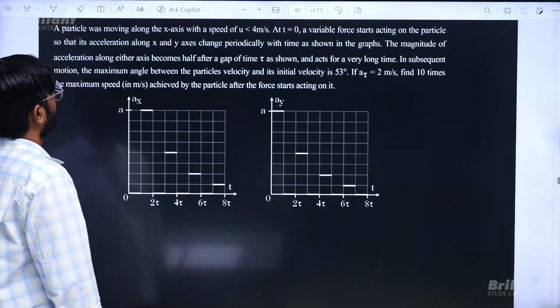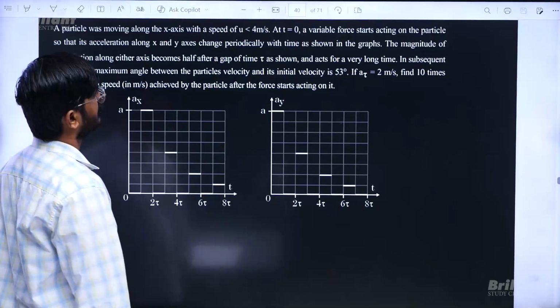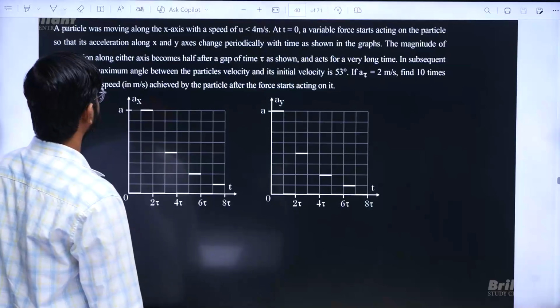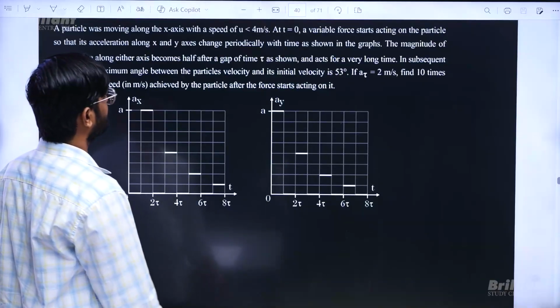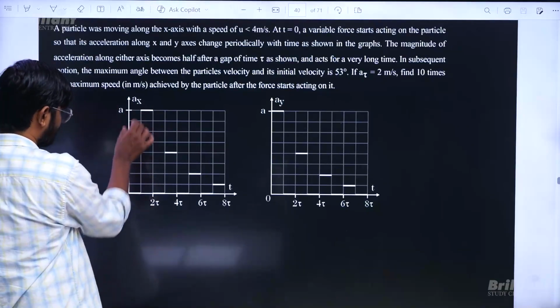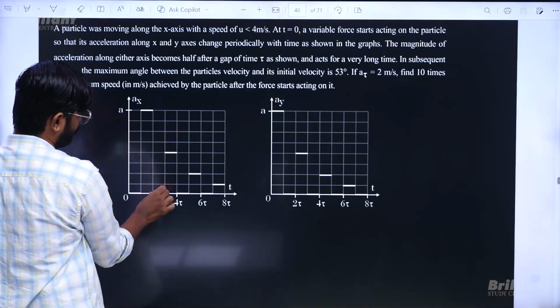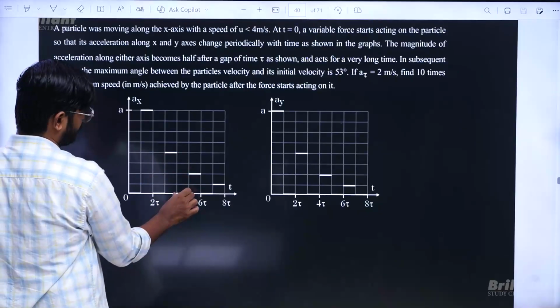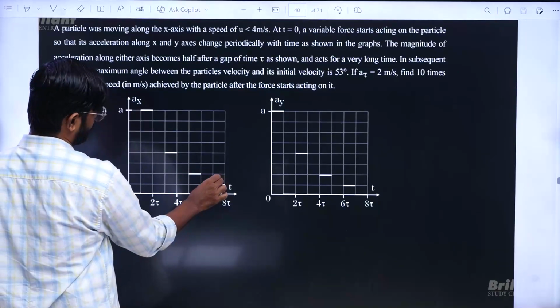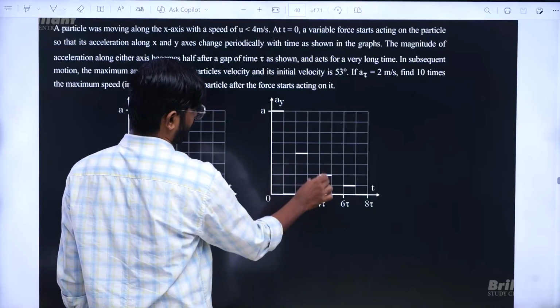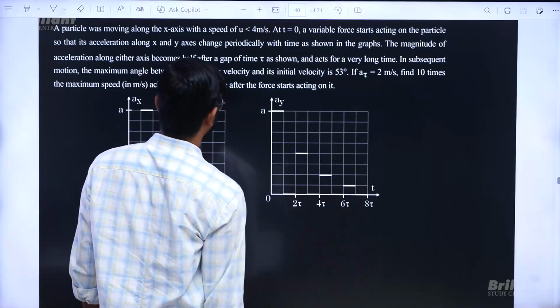A particle was moving along the x-axis with speed u less than 4. At t equals 0, a variable force starts acting on the particle so that its acceleration along the x-axis and y-axis changes periodically. You can see along the x-axis it was 0 for the first tau, then it is a for the next tau, then it is 0, then it is a by 2, then it is 0, then it is a by 4, then it is 0, then it is a by 8, and so on. Similarly here, a, 0, a by 2, 0, a by 4, 0, a by 8, 0, and so on.